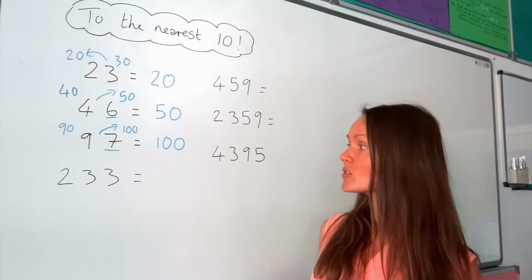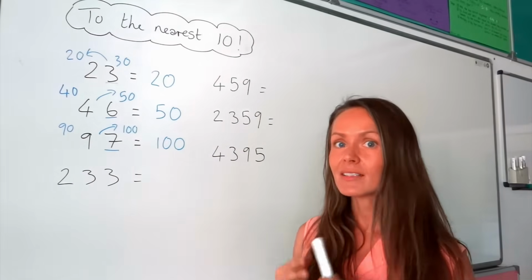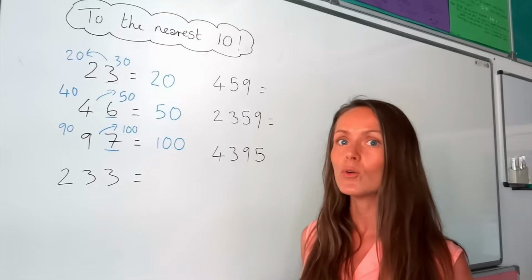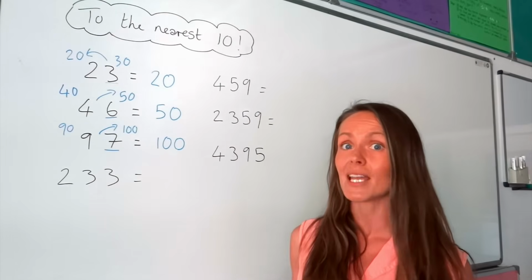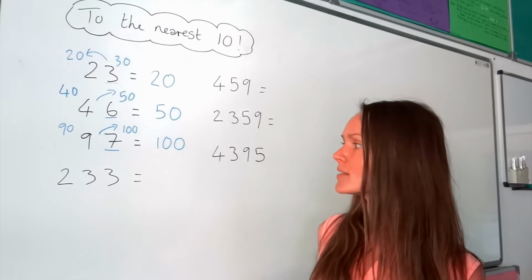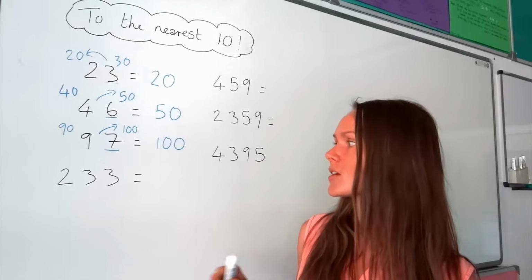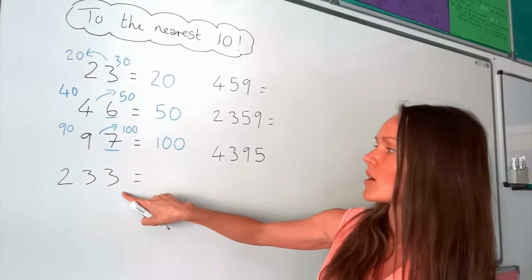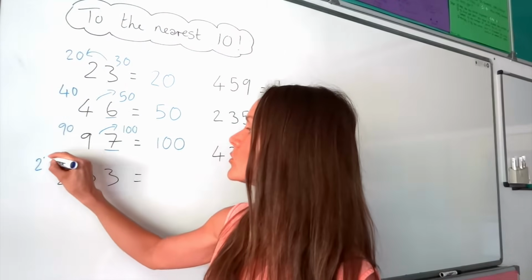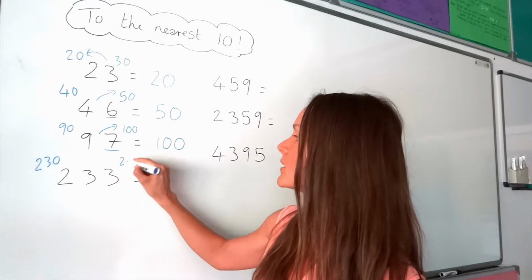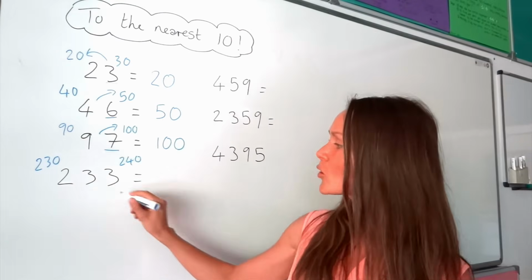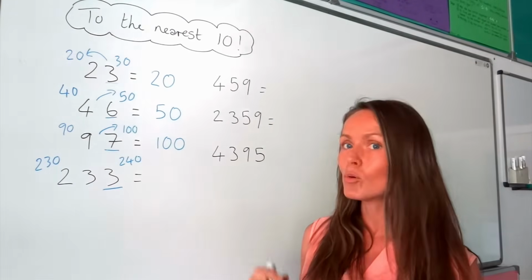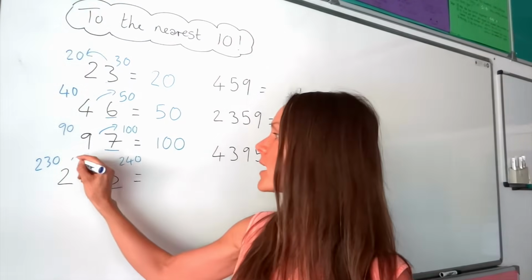Now, just because the numbers are getting larger now, it doesn't matter, it's not getting more difficult. We're going to use exactly the same method. So I need to write down the two numbers in the 10 times table that are either side of this number here. So I've got 230 below and 240 above. So because the last digit is smaller than 5, it means we round down.